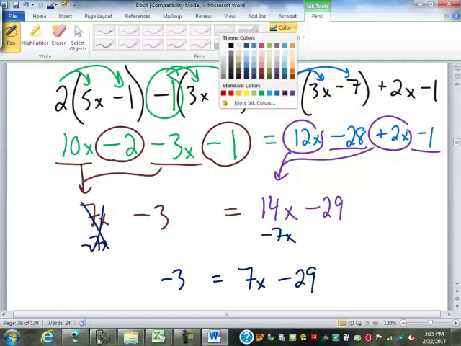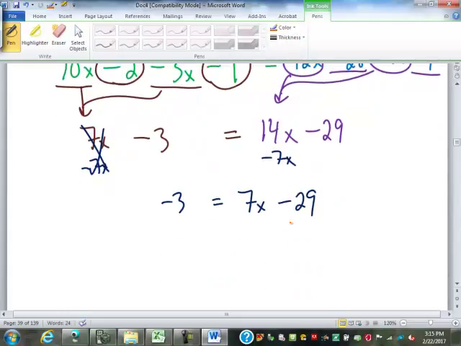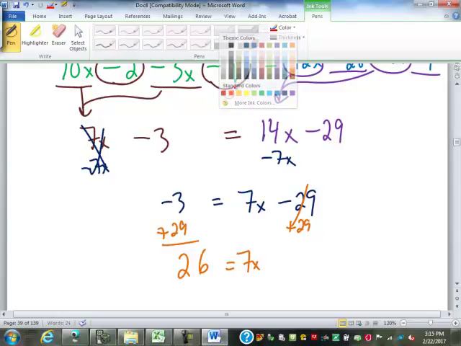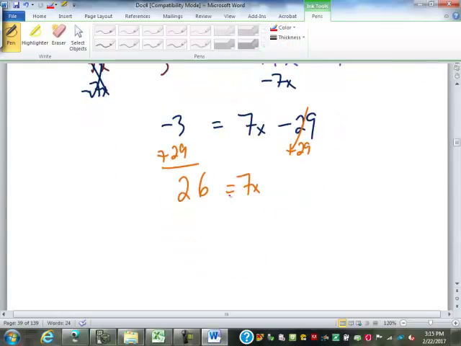Now what? We add 29. Very good. What's negative 3 plus 29? 26. Good. And the last step? Divide by 7. So x equals 3.7142857 approximately.